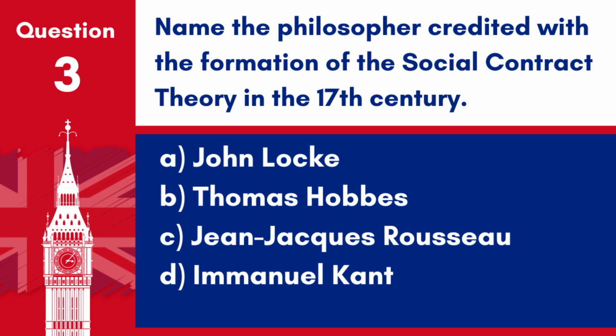Question 3. Name the philosopher credited with the formation of the social contract theory in the 17th century. A. John Locke. B. Thomas Hobbes. C. Jean-Jacques Rousseau. D. Immanuel Kant.